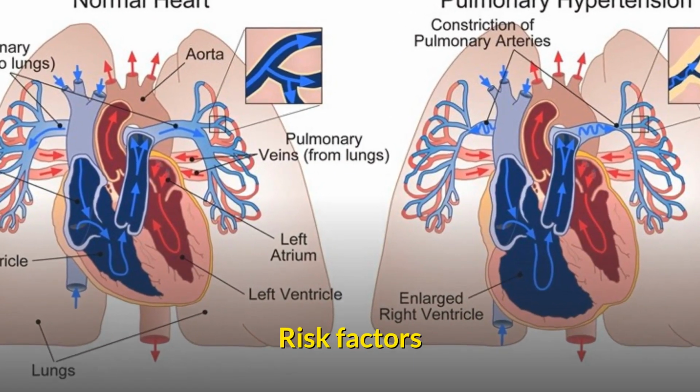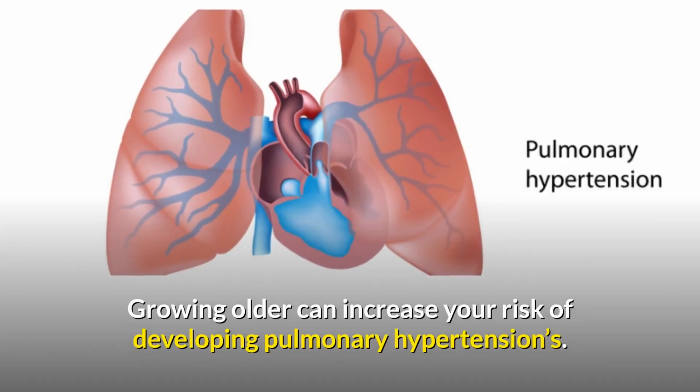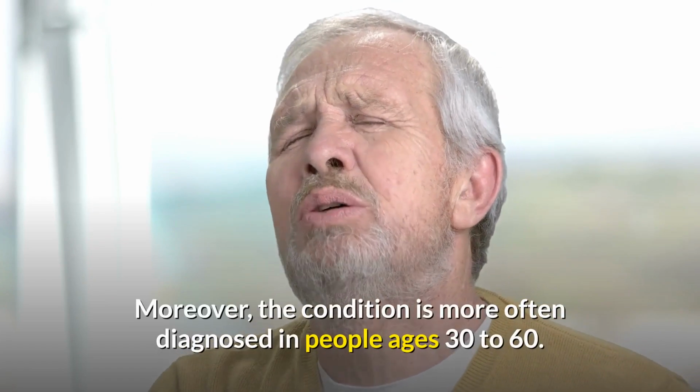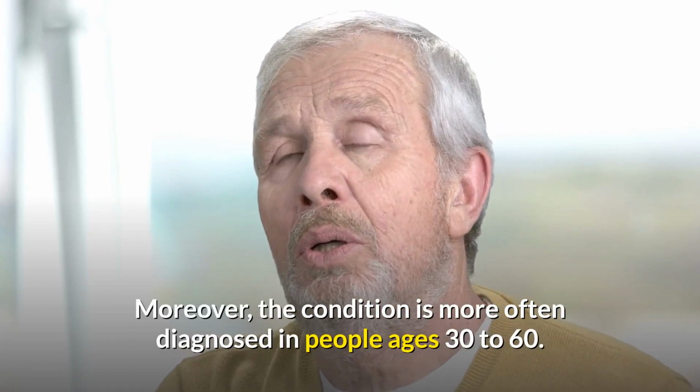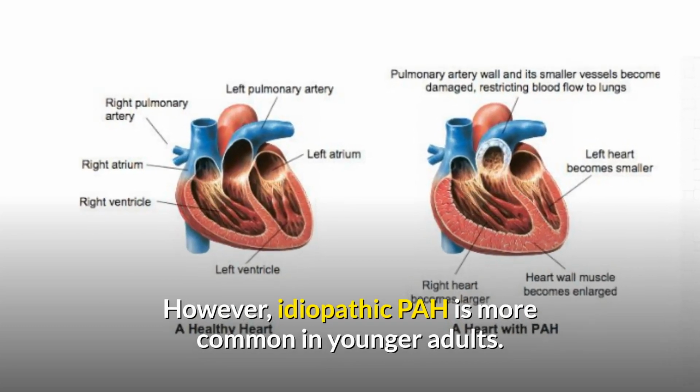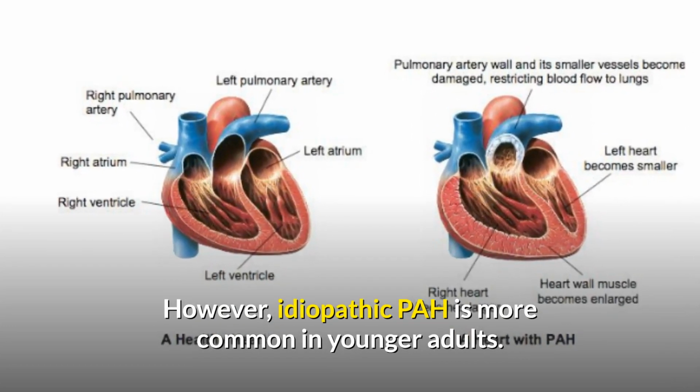Risk factors. Growing older can increase your risk of developing pulmonary hypertension. Moreover, the condition is more often diagnosed in people ages 30 to 60. However, idiopathic PAH is more common in younger adults.